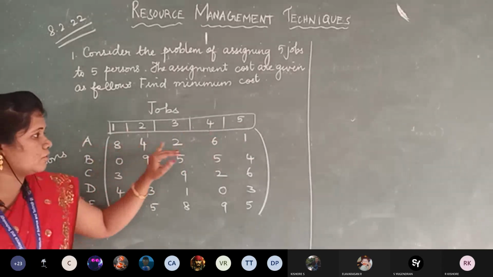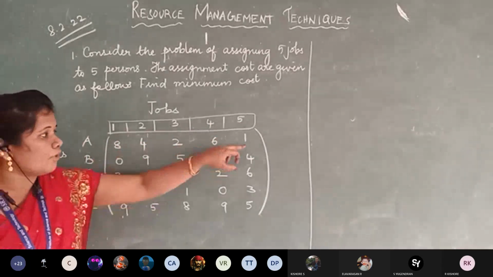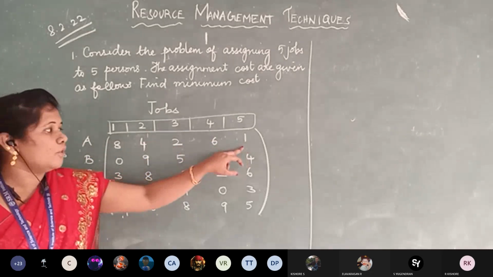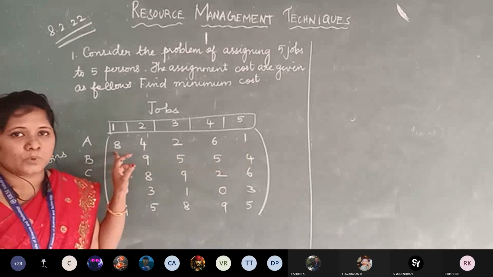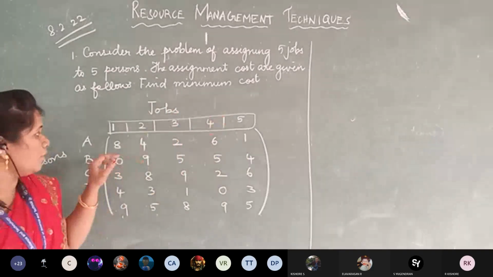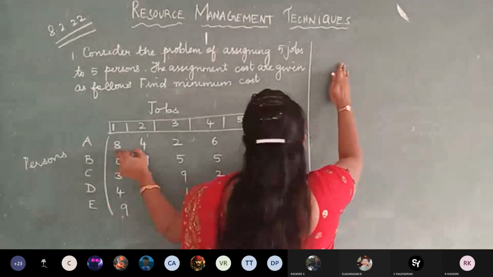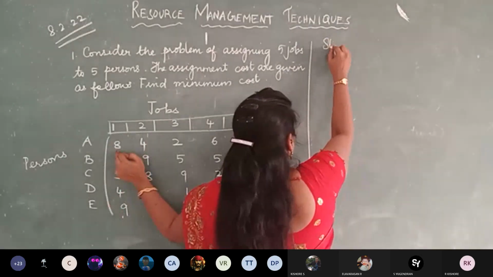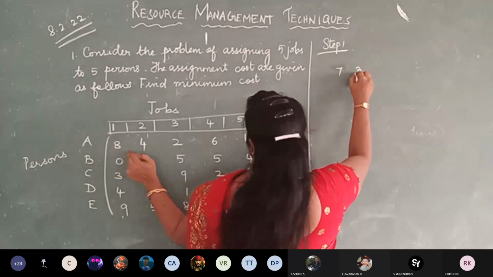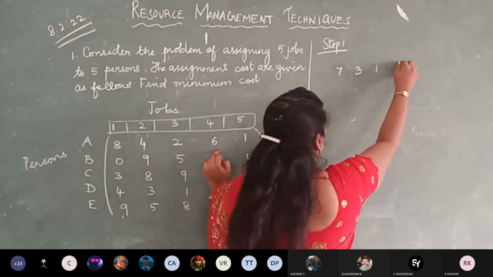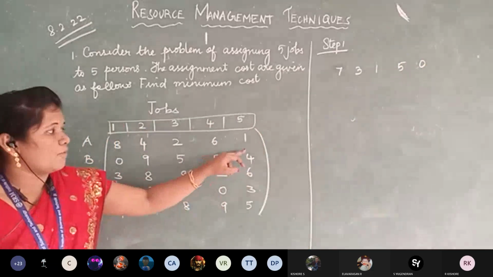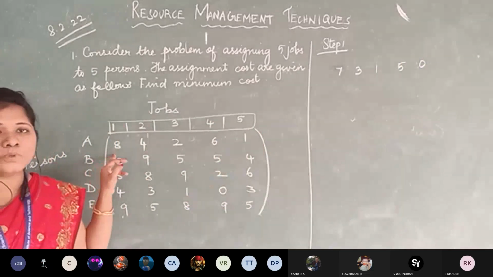So first row is this row. For that row, you see which is your least value. So 1 is your least value. The whole row you will minus with 1 because we are going to find out your minimum cost. So when you minus it with 1, your step 1 will become 7, 3, 1, 5, and 0. I will minus the whole row with 1.